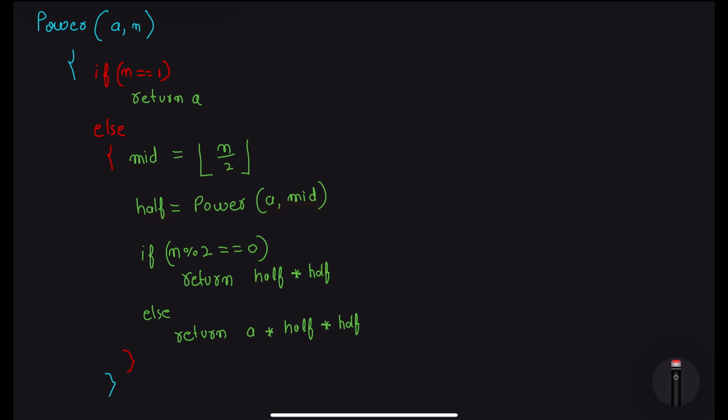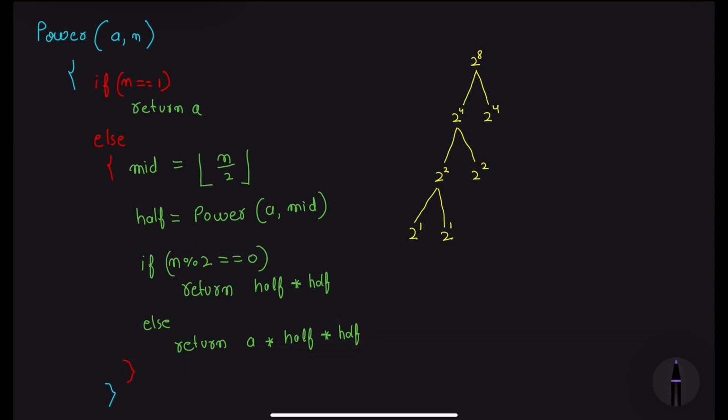Now the next part is the part where we take care of the odd value of n. So if n mod 2 is equal to 0, so the value of n is even, we will simply multiply half into half and return. Else, if the condition fails, so the value of n is odd, then we will multiply a and half into half and return it.